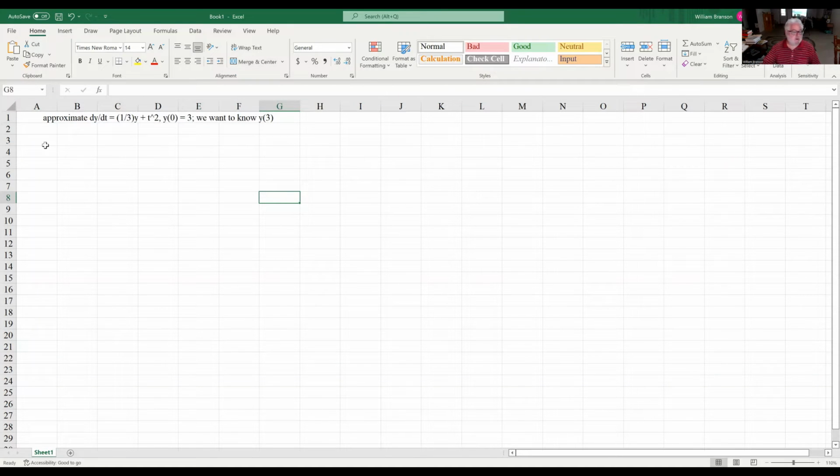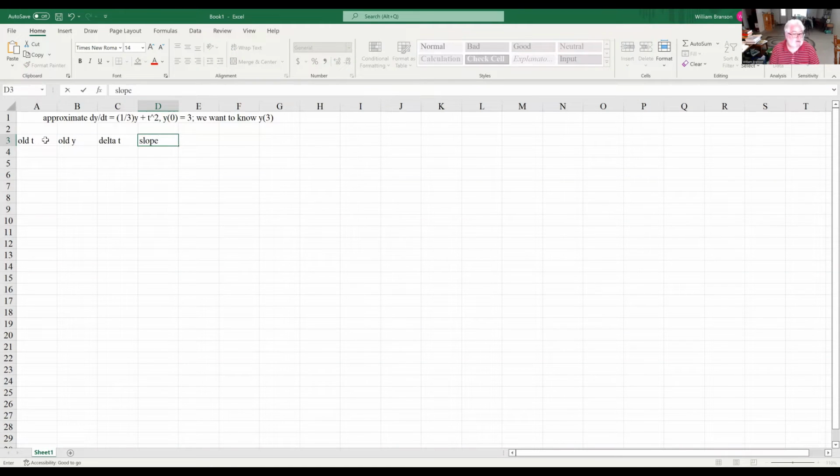Okay, so how do we go about doing this? We'll just set up the same table. Old t, old y, delta t, slope, delta y, new t, new y. Just typed everything in. You can move around with the arrow keys, so that's what that is. I'm just using the arrow keys to move around.